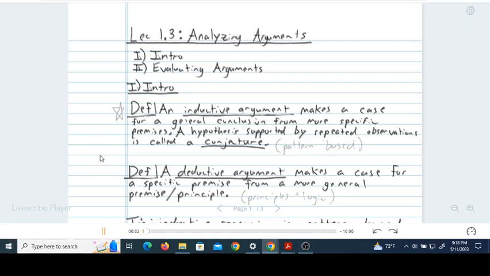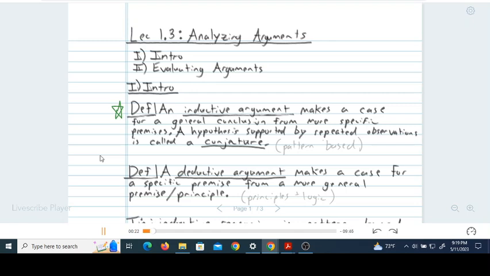Alright, here we have lecture 1.3, Analyzing Arguments. So this will be our last lecture on logic and arguments in Unit 1. After this lecture, we'll start talking about unit analysis. So we're going to look at two types of arguments. We're going to look at inductive arguments and deductive arguments.